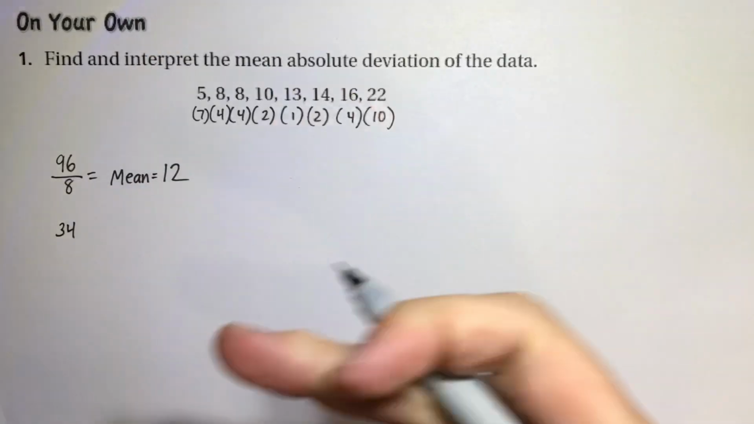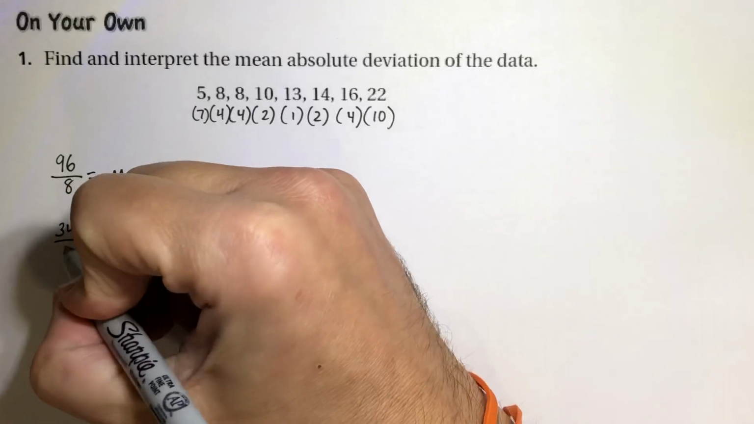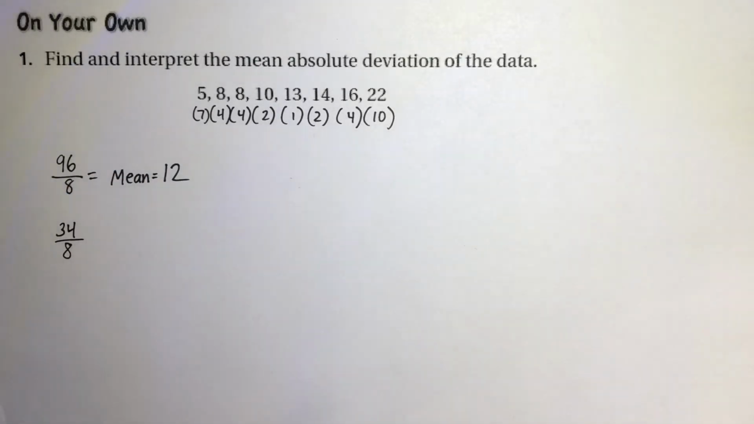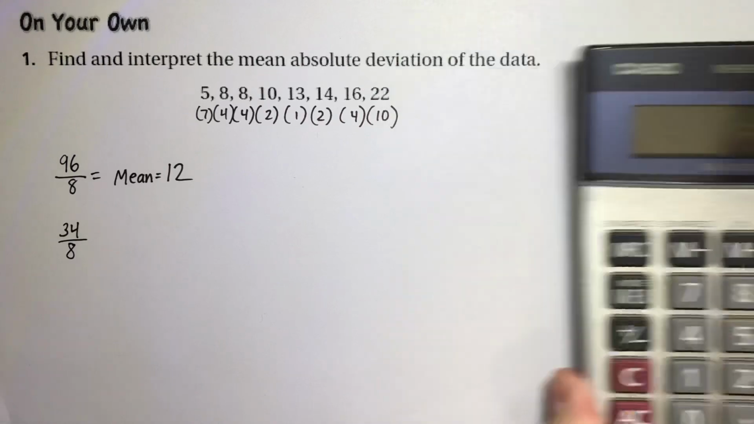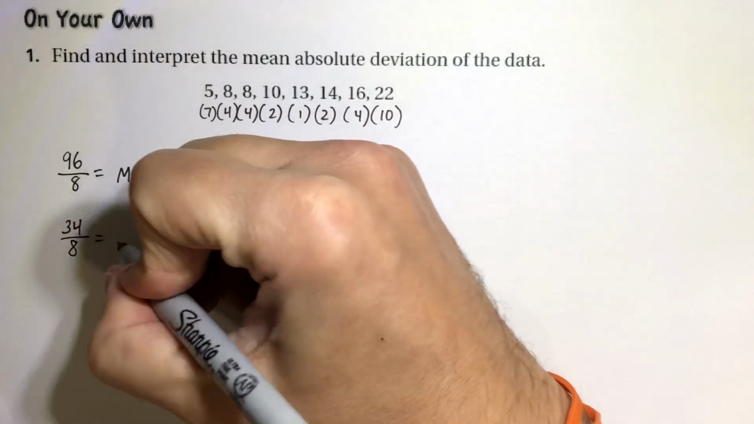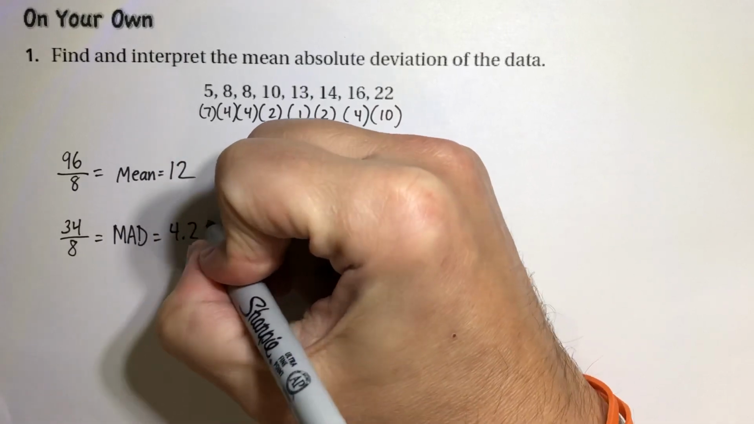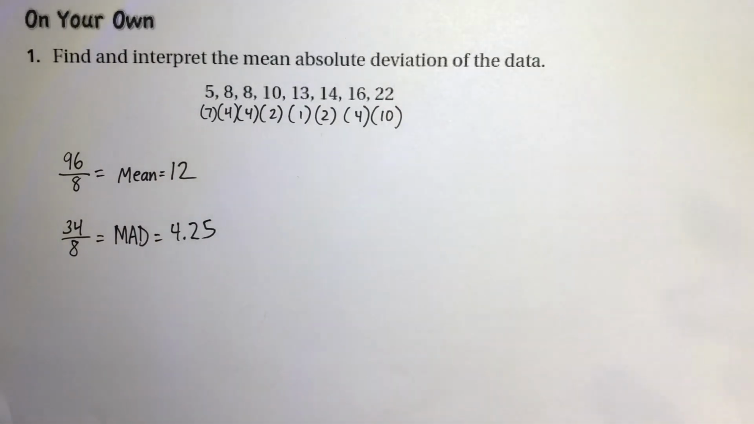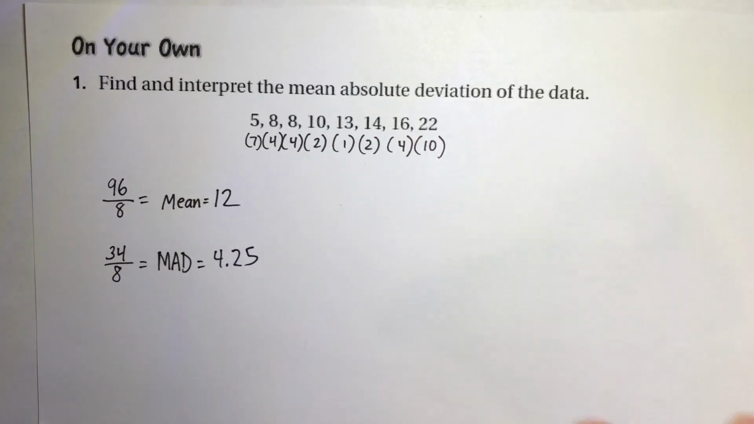And then we're going to divide that sum by the total number of data values. And if you'll remember, that was 8. So we're going to do 34 divided by 8. And we got 4.25 as our mean absolute deviation. And again, that tells me that that is pretty close together. The smaller your range, interquartile range, or mean absolute deviation indicates the closer the data varies.